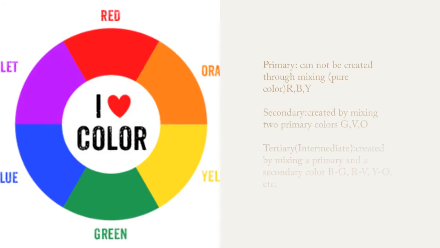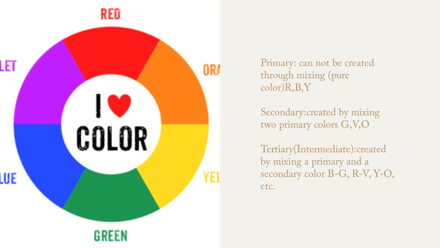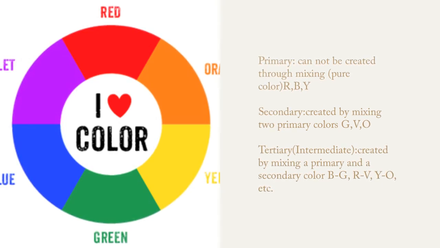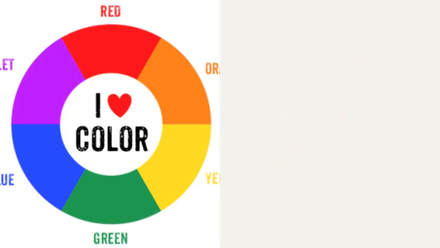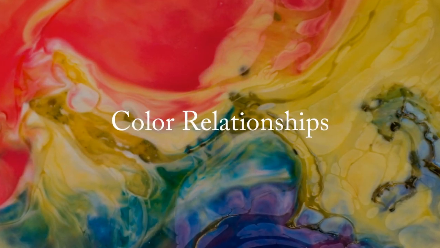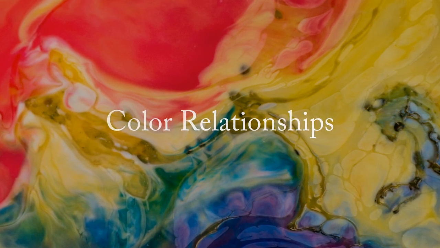The color wheel is created using the primary colors: red, blue, and yellow. Secondary colors are created by mixing two primary colors. These are green, violet, and orange. A new term may be tertiary colors or intermediate. These are created by mixing a primary with a secondary. So for instance, blue-green, red-violet, and yellow-orange. Now that we've reviewed the basic 12 colors that make up the color wheel, let's talk about their relationships to one another.